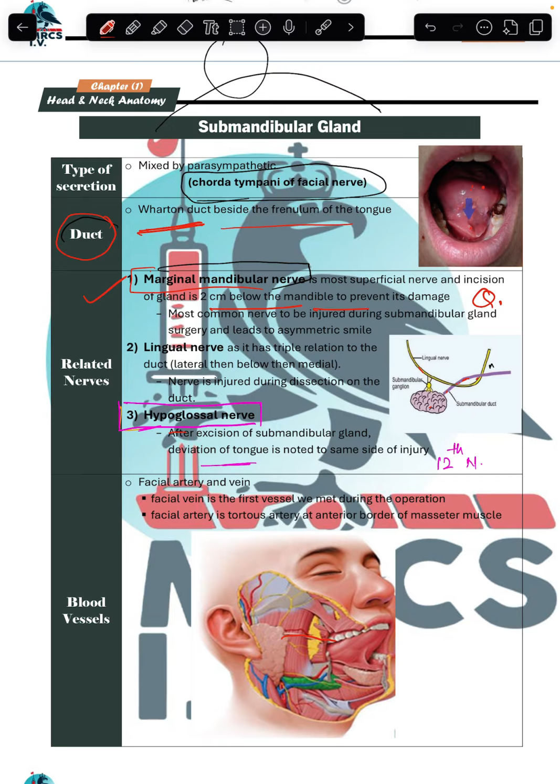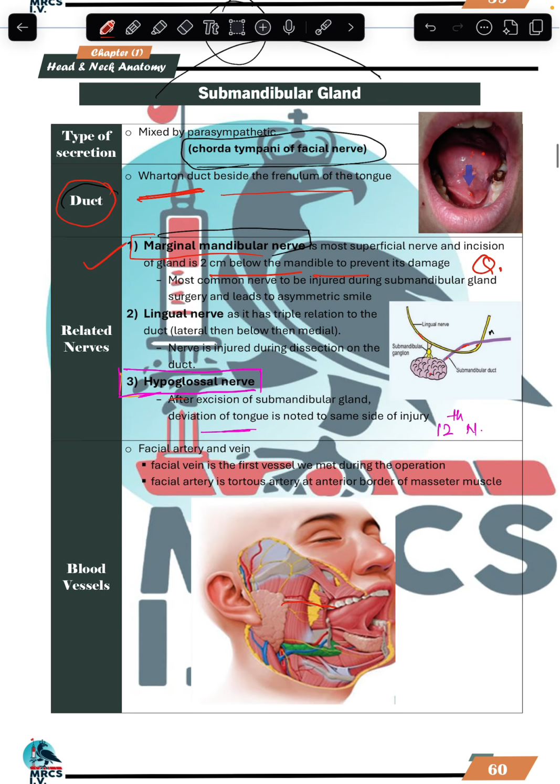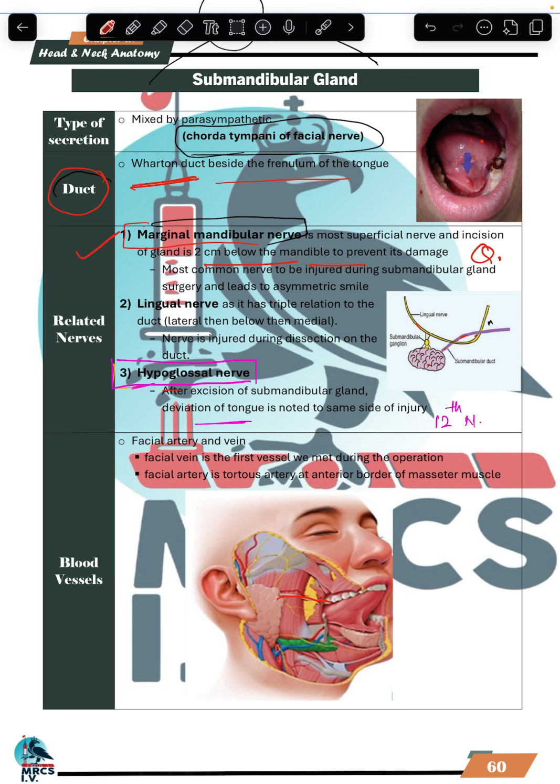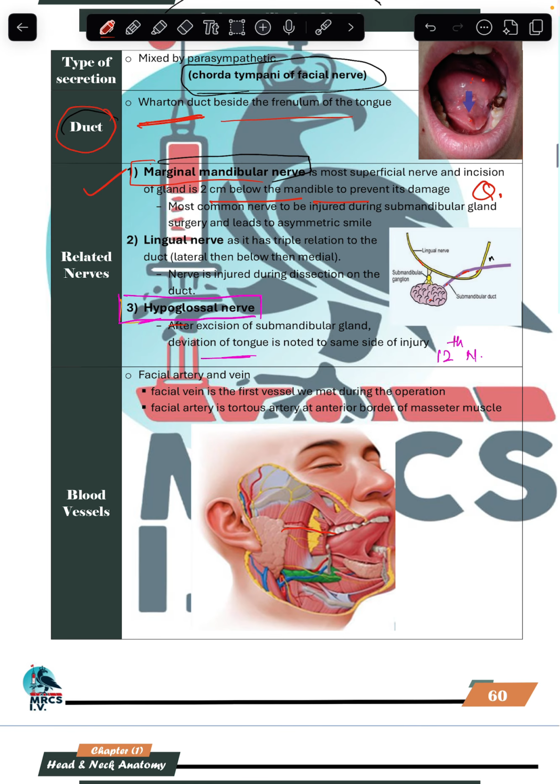Taste sensation from the anterior 2/3 of the tongue. The lingual nerve has a triple relation to the duct. First of all, it is lateral, then it is below, then it goes medial. So LIM here you can say lateral, inferior, medial. Hypoglossal: after excision of the submandibular gland, deviation of the tongue to the ipsilateral, same side, diagnoses damage.